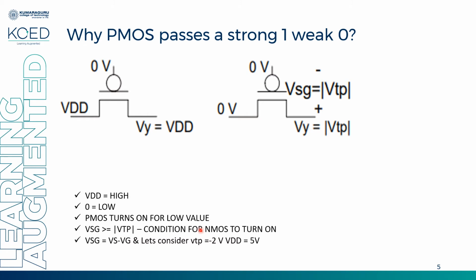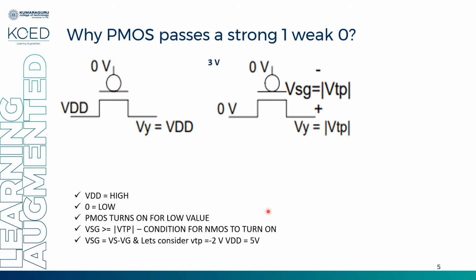And what is VSG? Vs minus Vg. Why Vs minus Vg? In any PMOS, your source will always be tied to VDD, that is, source at the higher level. So Vs minus Vg. I am considering my threshold as minus 2 volt here and VDD as 5 volt here.